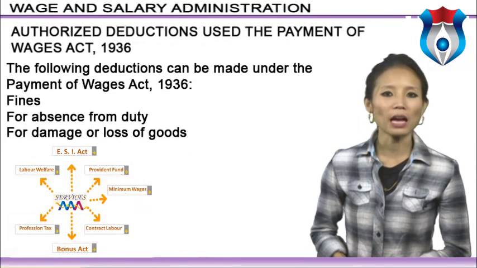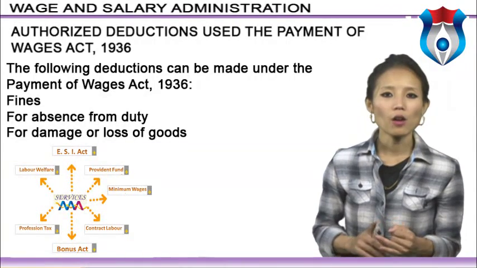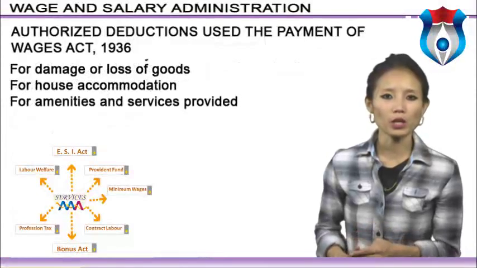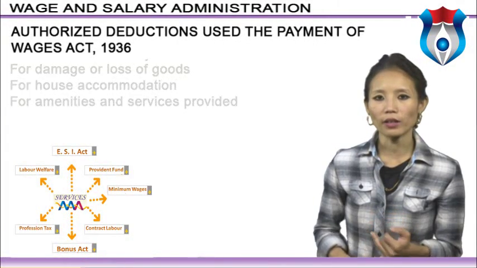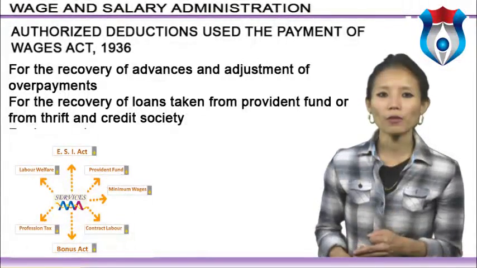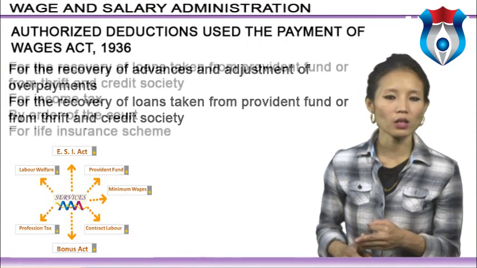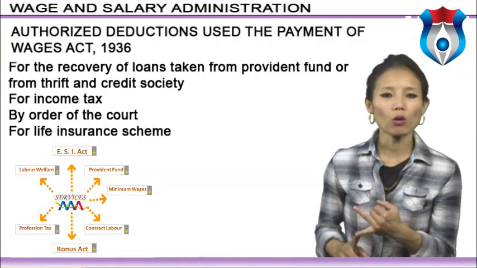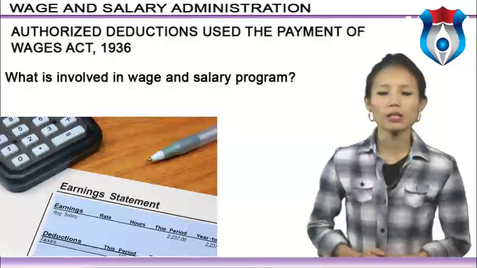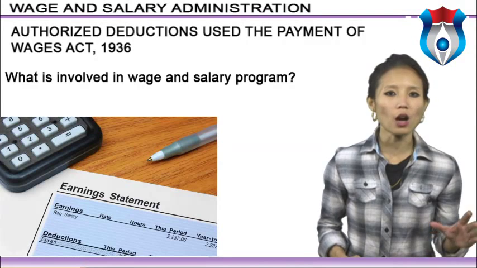The following deductions can be made under the Payment of Wages Act 1936. Fines for absence from duty, for damage or loss of goods, for house accommodation, for amenities and services provided, for the recovery of advances and adjustment of overpayments, for the recovery of loans taken from Provident Fund or from Thrift and Credit Society, for income tax by order of the court, for life insurance scheme. These deductions can be made in the manner and to the extent provided in the Act. No other deductions are permissible.